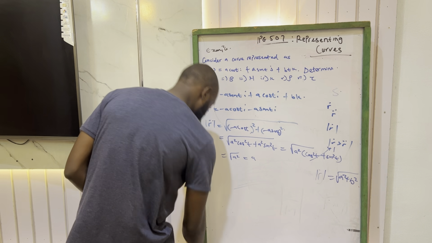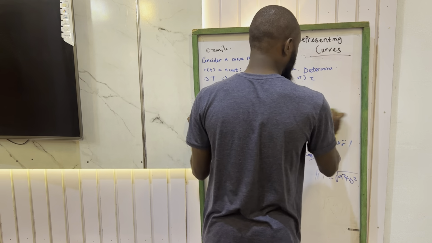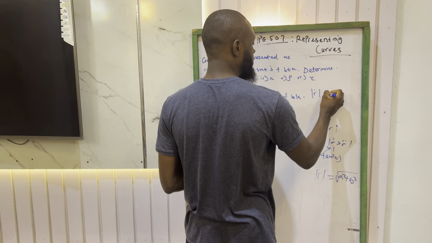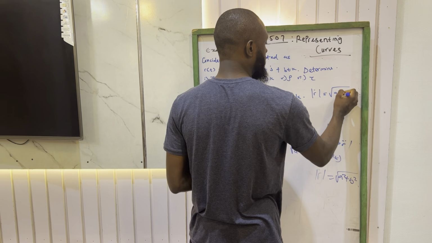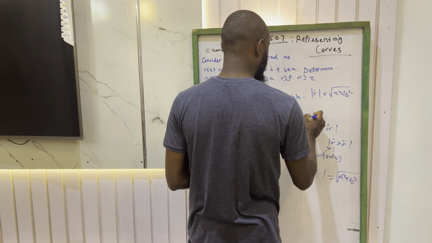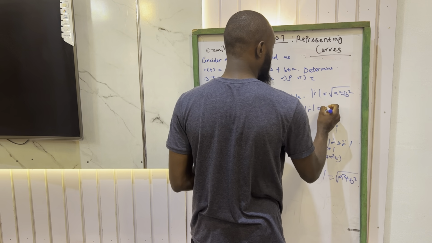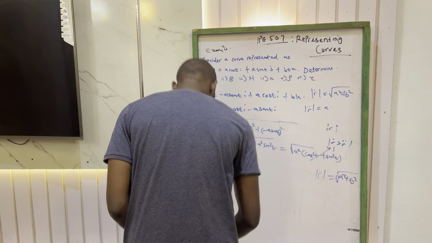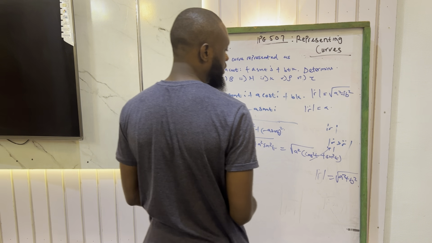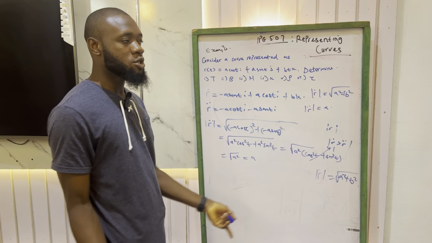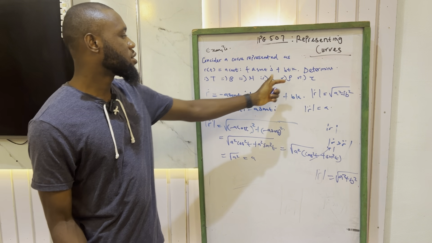So on the side here, I might just note it. The magnitude of r dot is square root of a squared plus b squared, and then the magnitude of r dot dot is a. So now let's try to get the cross product, then the magnitude of the cross product, then we can just start slotting them into the formula.